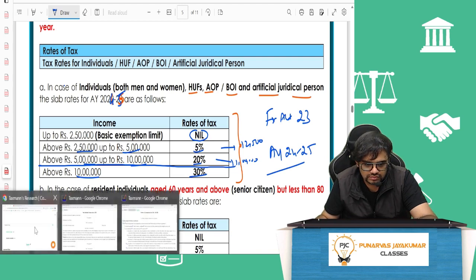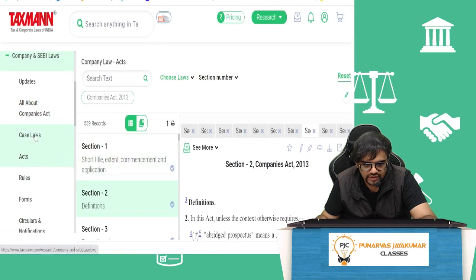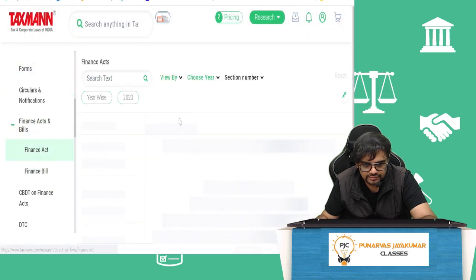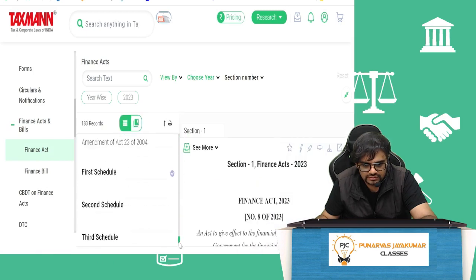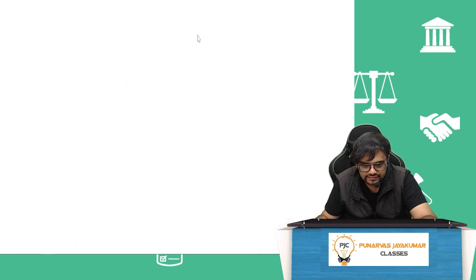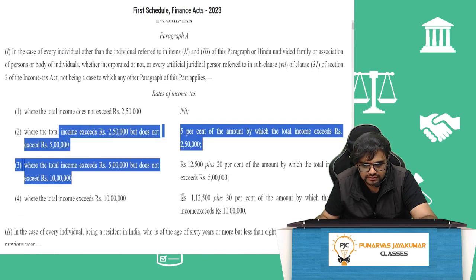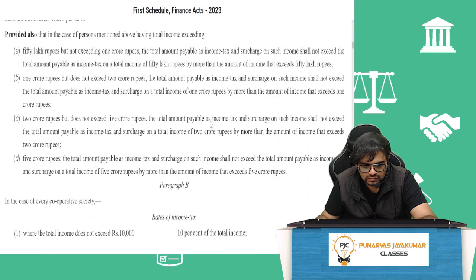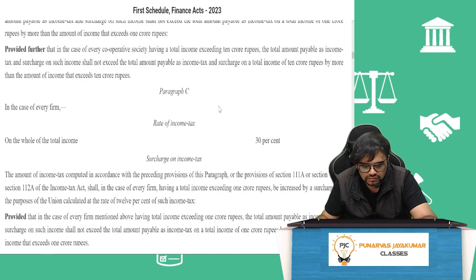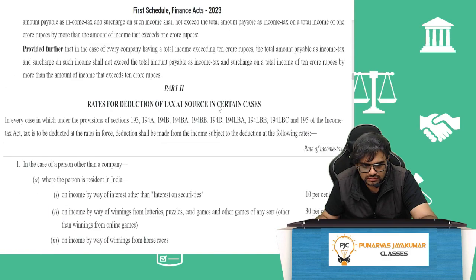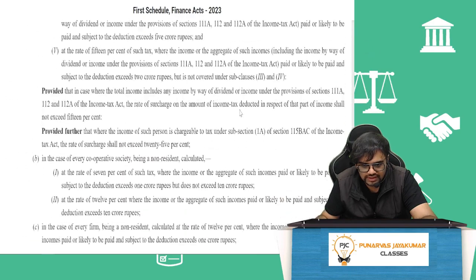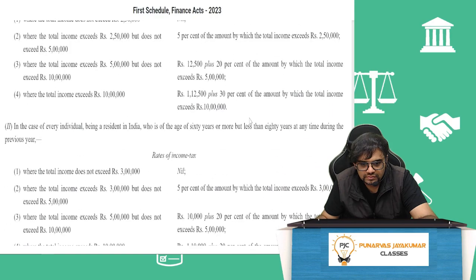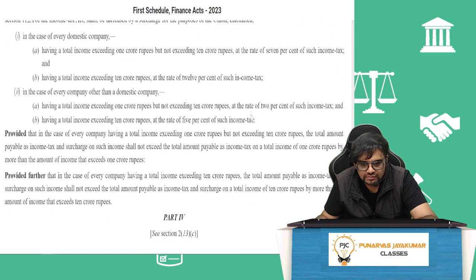So, if you see, this is one part which was there. Now, if I go to the Finance Act 23, and if I check the first schedule, same thing you will get. See, same thing. All these other things, your TDS rates and all that. This is what I want to show you.